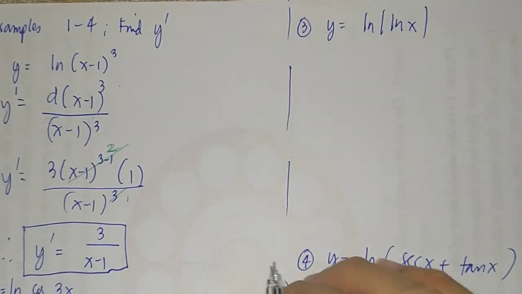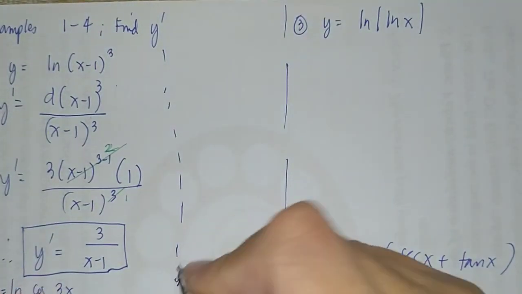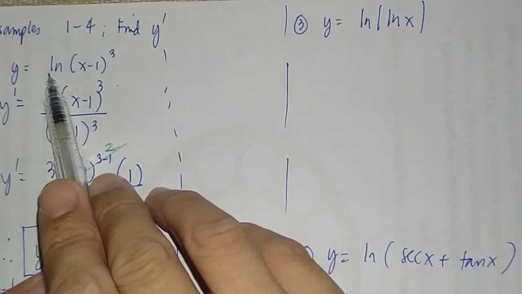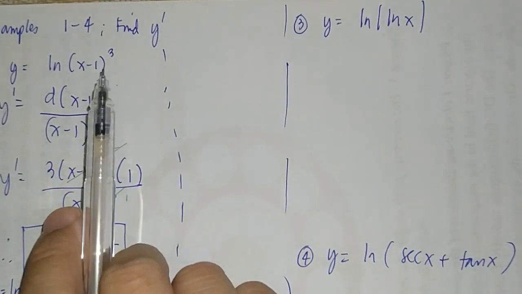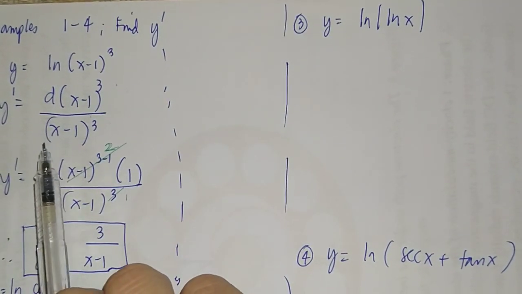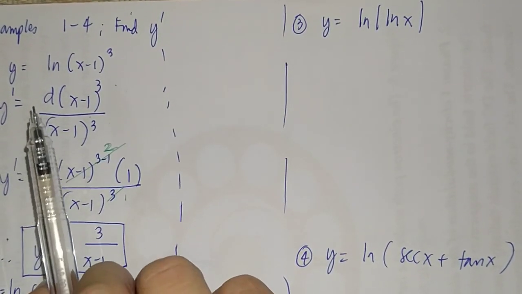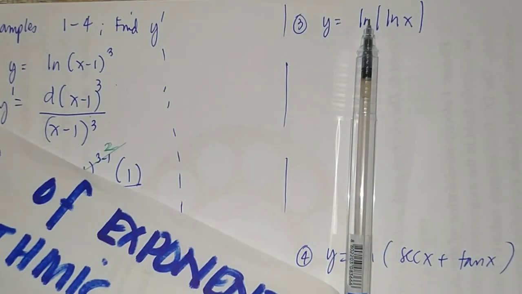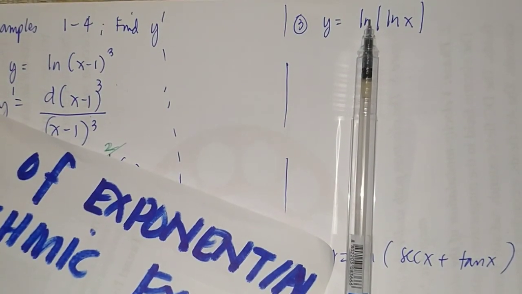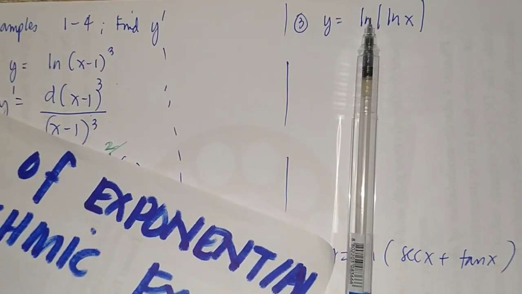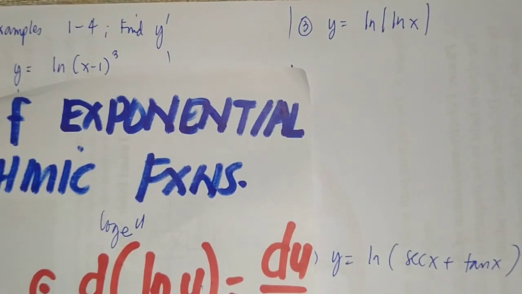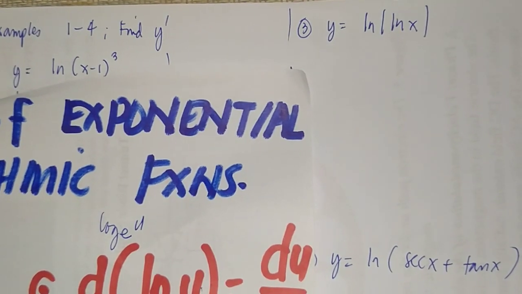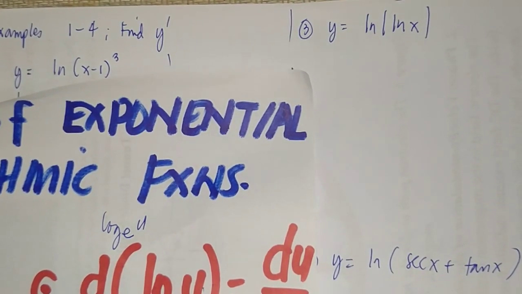Whereas, I can use an alternate solution for this, ln of (x minus 1) to the third power. This is what I mean when I say it's easier, or better, to simplify first prior to differentiation. Simplifying first prior to differentiation is easier than differentiating then simplifying. So, I'll show you how.